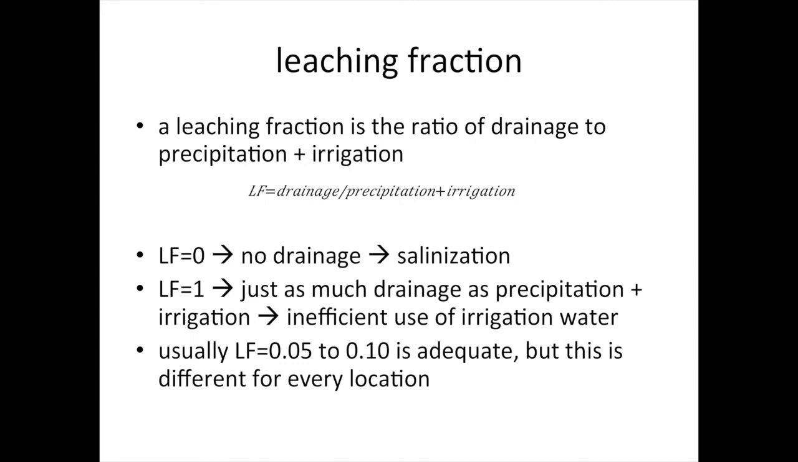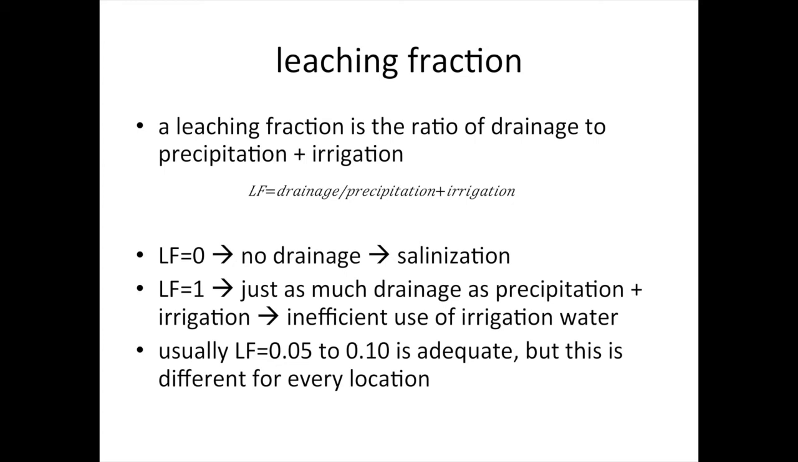fraction. And so this is, we're using our drainage and precipitation irrigation terms of our soil-water balance here. The leaching fraction is the ratio of drainage to precipitation plus irrigation. And so if you have a leaching fraction of 0, that means there's no drainage, and that over the long term, it doesn't happen instantaneously, but over time, you may accumulate salts in the root zone.